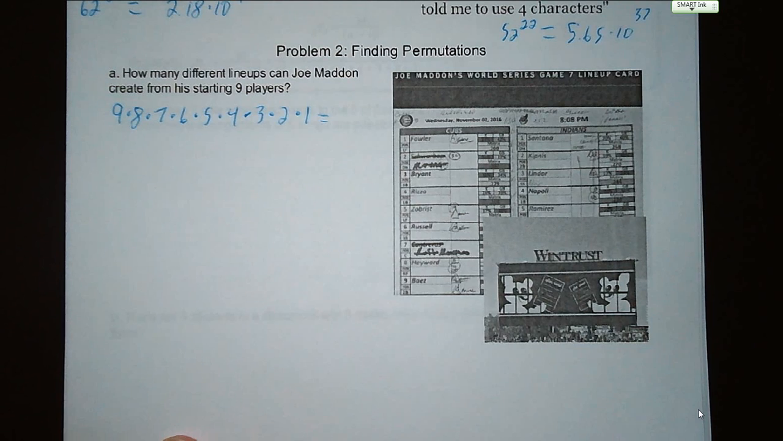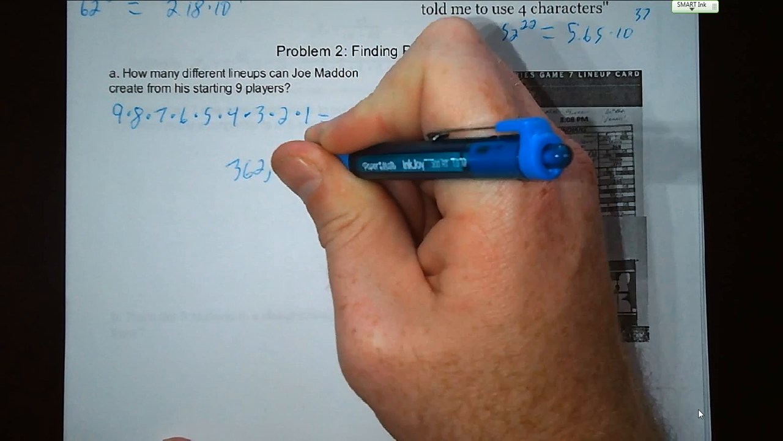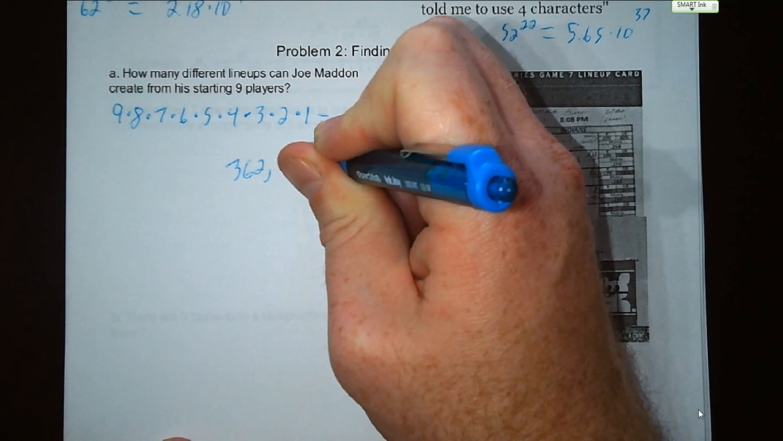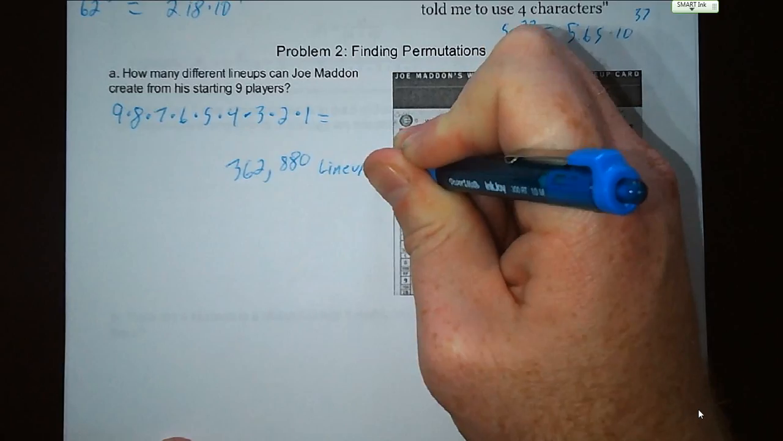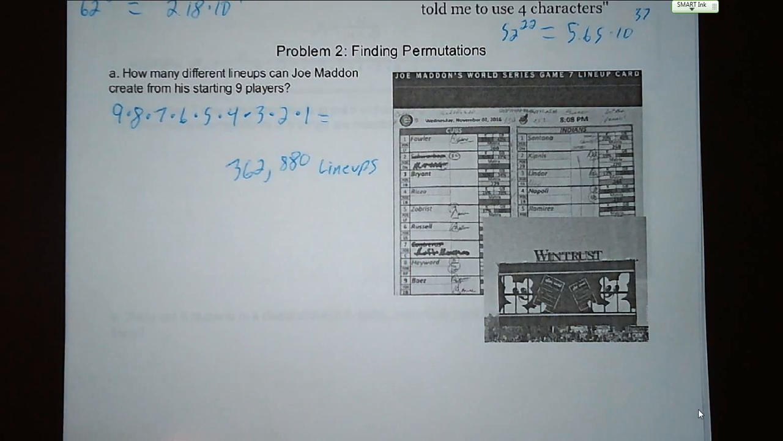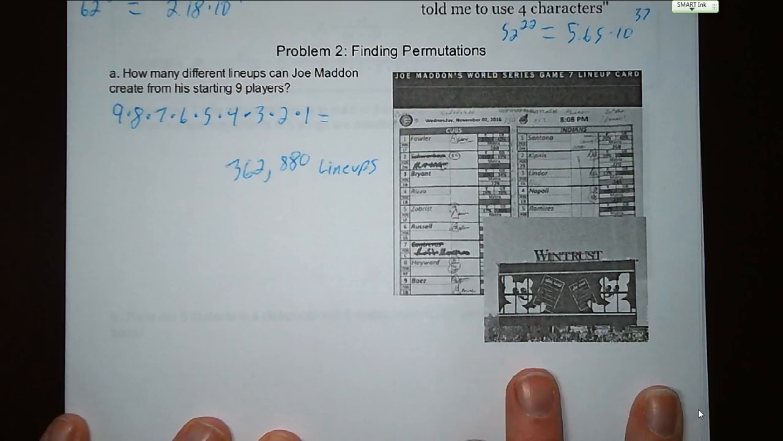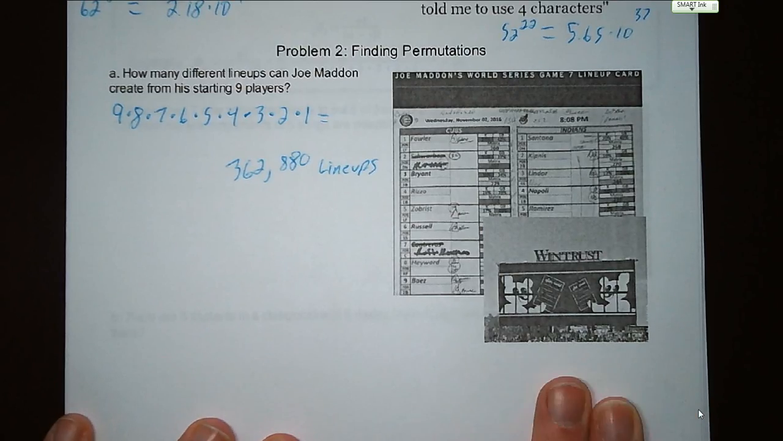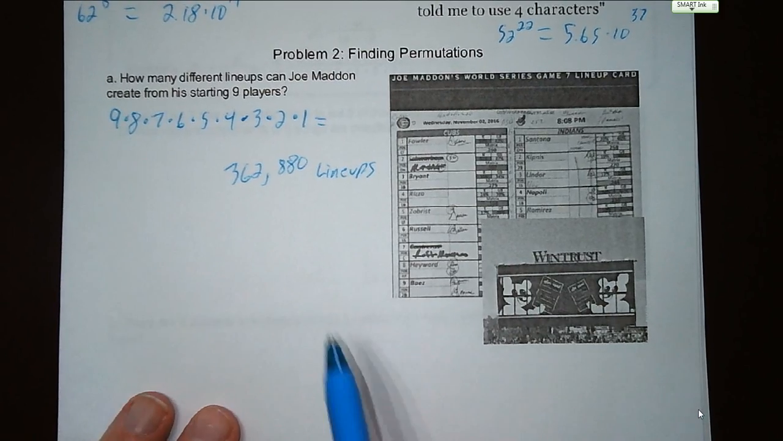So that would give us 362,880 lineups. That's a lot of different possible lineup combinations. And that's just with your starting 9. If you start throwing in the bench players, you've got a lot of different things that Joe Maddon can do. And of all managers, he probably comes up with the most lineups.